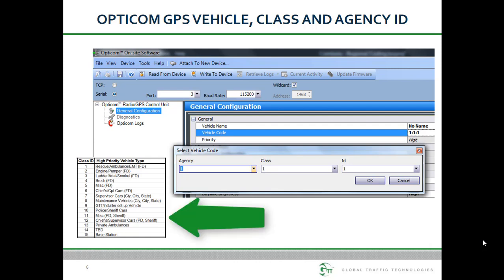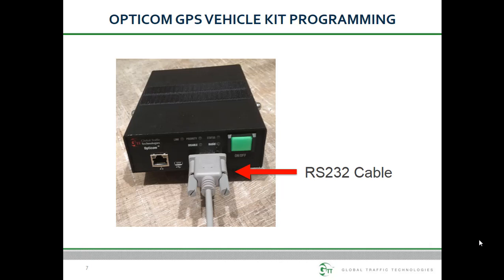Upon request, GTT has a sample spreadsheet that can be sent to customers seeking a recommendation for setting up coding within Opticom GPS. Now let's demonstrate how to program an Opticom GPS vehicle kit ID. All Opticom GPS vehicle units are capable of being uniquely coded and identified using a standard straight-through 9-pin RS-232 serial cable and on-site software.